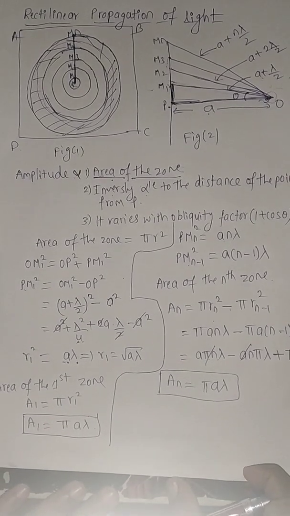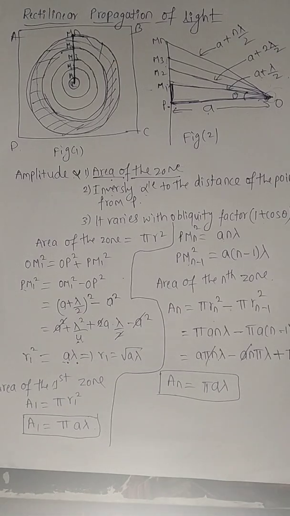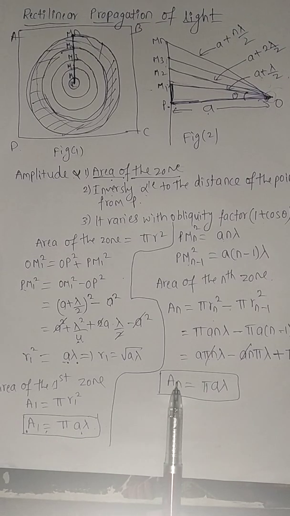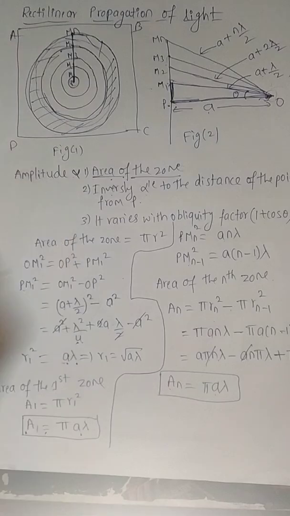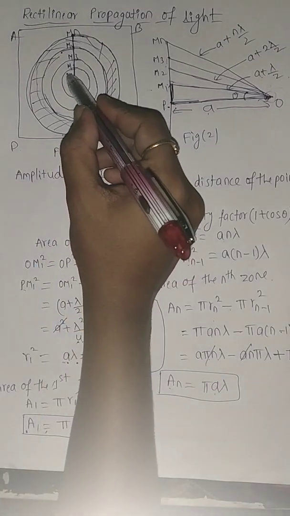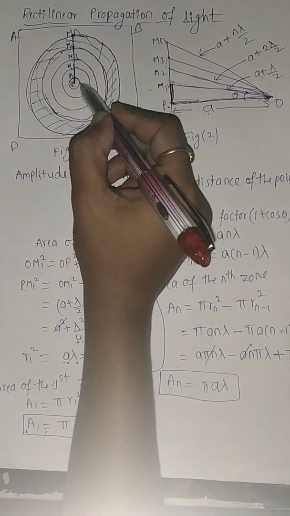Now if you see the derivation, you can easily understand: the area of the first zone we got, a1 is equal to pi a lambda, and the area of the nth zone also we got, An is equal to pi a lambda. So in between, if you calculate the area of the second zone, that means the M2 value, only M2 we need.